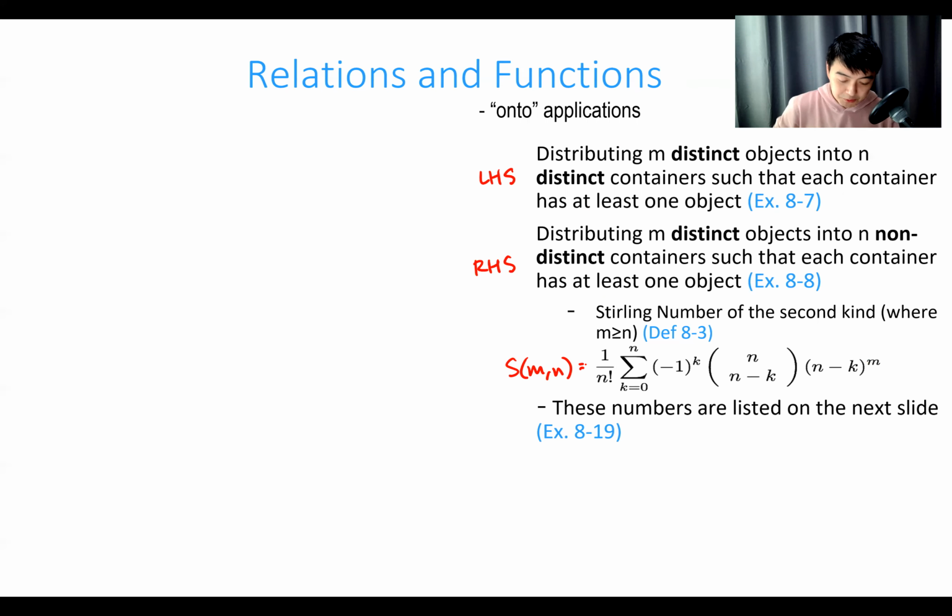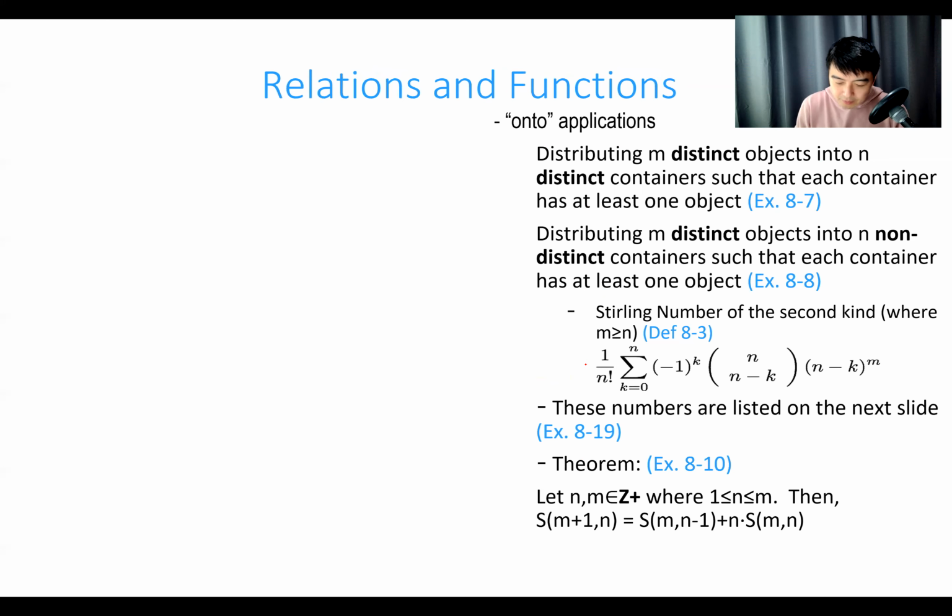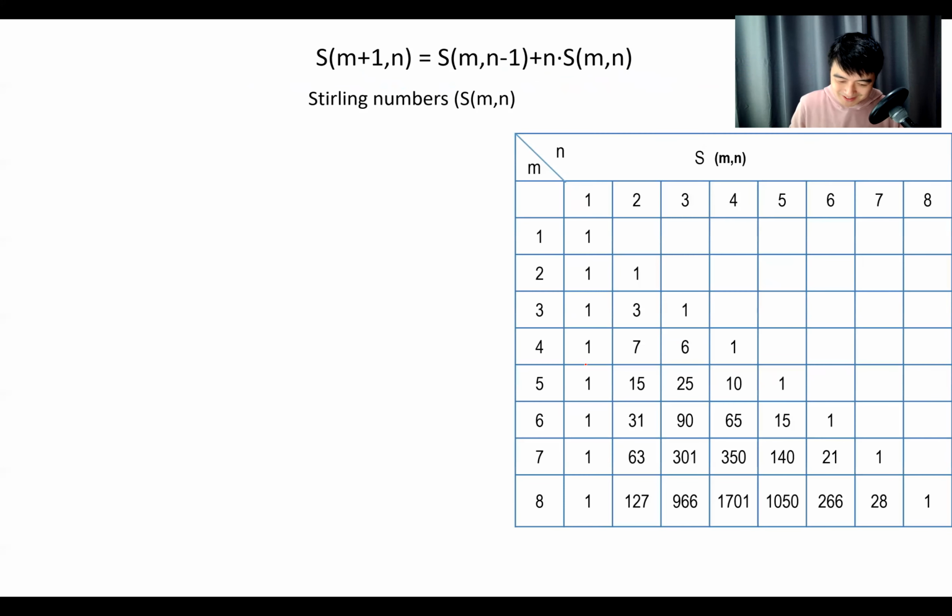Now, why do we discuss the second type of question? Because you might imagine that the second type of question is quite rare. That type of counting problem on the right-hand side is very rare that we need to calculate. But it turns out that Stirling numbers are special because they have a very nice equation associated with them. So, sorry, the next slide. We have a relationship: S(m+1, n) is equal to S(m, n-1) plus n times S(m, n).